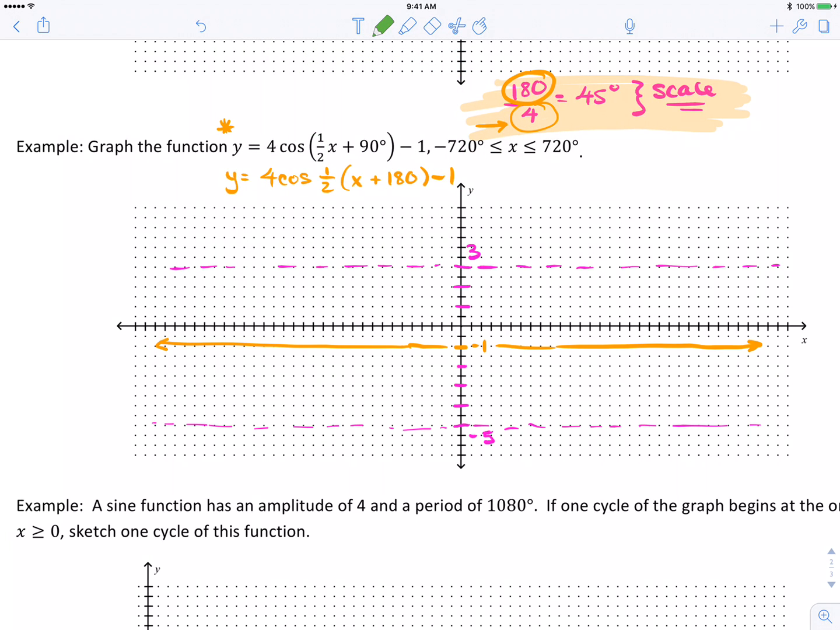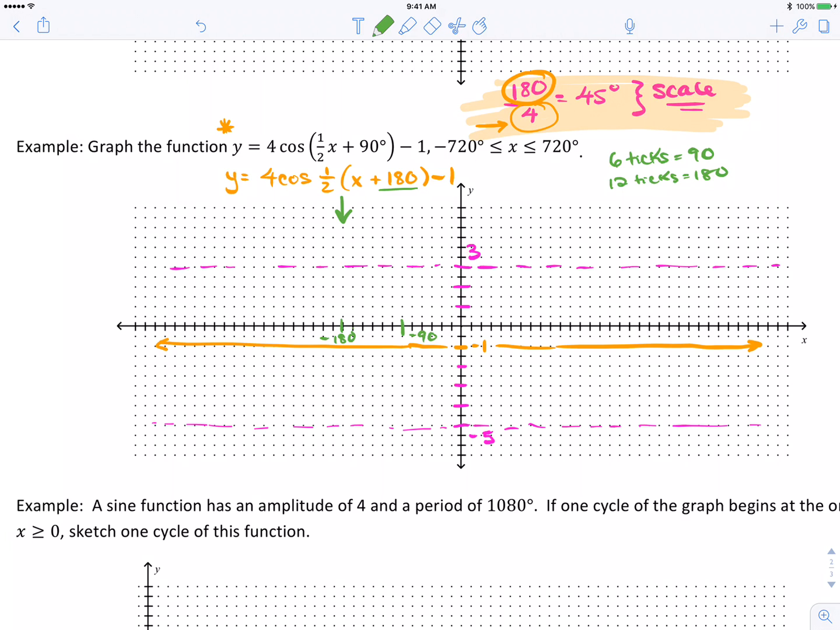Looking for my starting point. I see I have plus 180, so it means my phase shift is 180 towards the left. Remember that 1 tick is 15 degrees. 6 ticks is 90, so I'm looking at 12 ticks for 180. But let's just do 6 at a time. 1, 2, 3, 4, 5, 6. So that's -90. 1, 2, 3, 4, 5, 6, -180. So I have my starting point here.